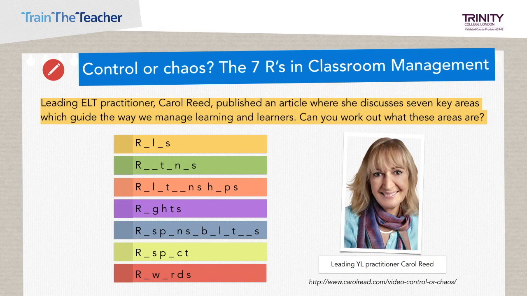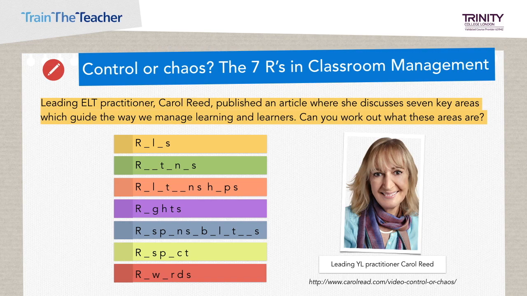Control or chaos. The 7 R's in classroom management. Leading ELT practitioner Carol Reed published an article in which she discusses 7 key areas which guide the way we manage learning and learners. Here they are, but I've removed the vowels. So pause for a moment and try to work them out. For example, number 1, R blank L blank S.